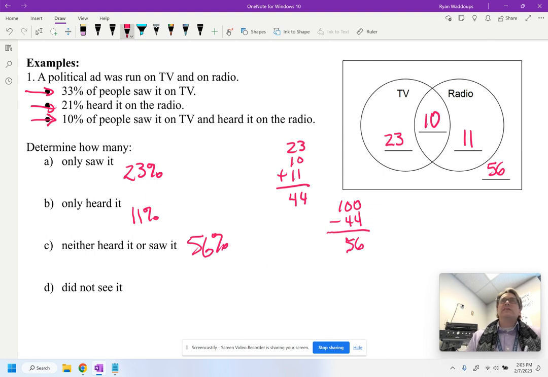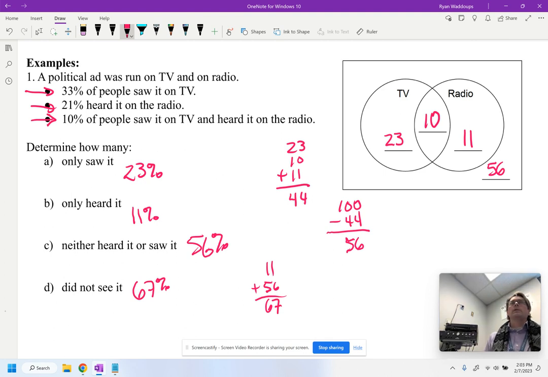Now, finally, did not see it. How'd you get that 67, Ian? 11 plus 56 is 67. And 67% did not see it. Okay? Excellent. Good job, guys.